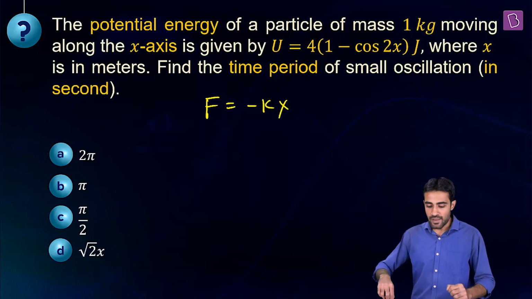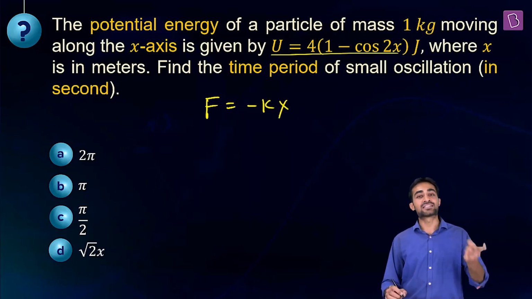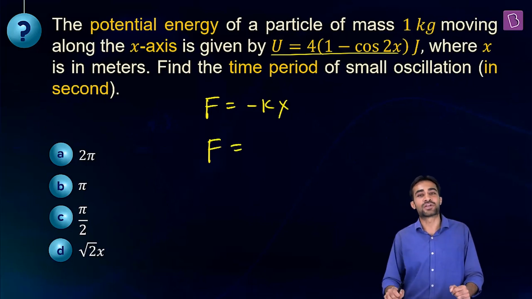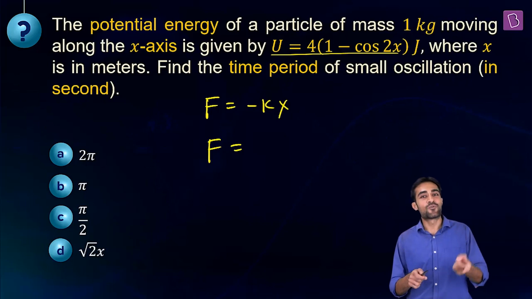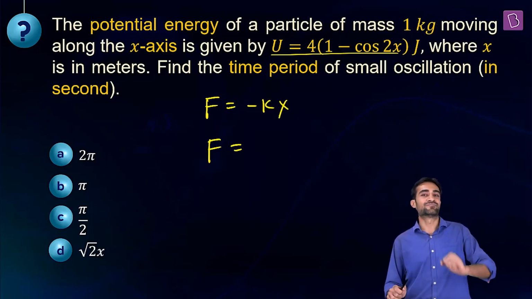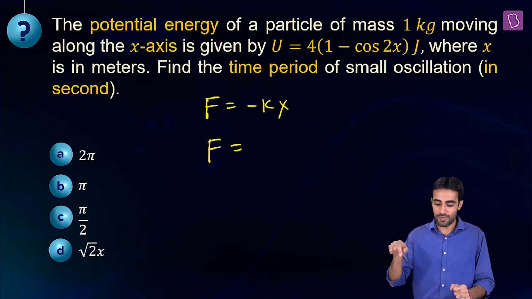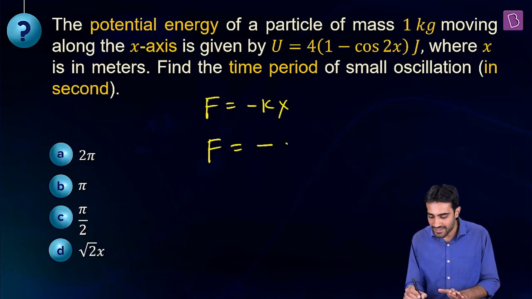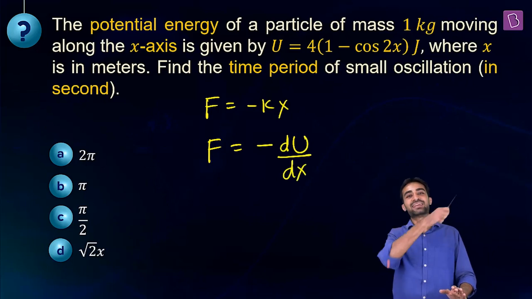So in our case, potential energy is given as a function of x. Can you tell me how to obtain force from the potential energy function? How do we obtain force from the potential energy function? You would say in our case we have potential energy as a function of x, right? So force is minus dU by dx. Very nice.